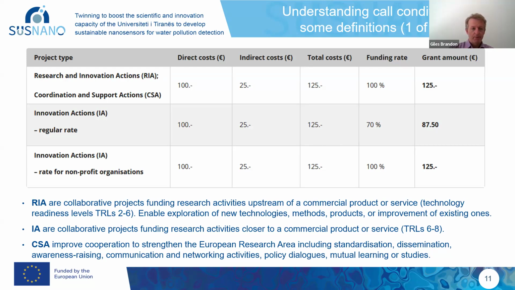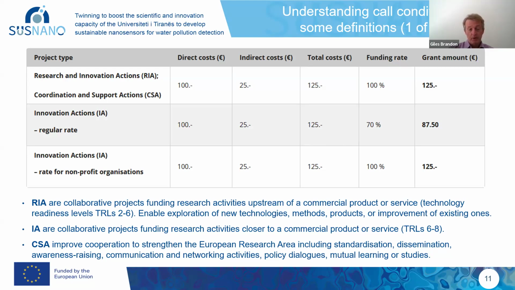Now, before I step in and talk about how each of those different types of action, those different project types, are funded, let's clarify what we mean by these terms: research and innovation action, coordination support action, and innovation action. Those definitions are at the bottom of the screen. The first one, research and innovation action, or RIA for short. These are collaborative projects funding research activities upstream of a commercial product or service.